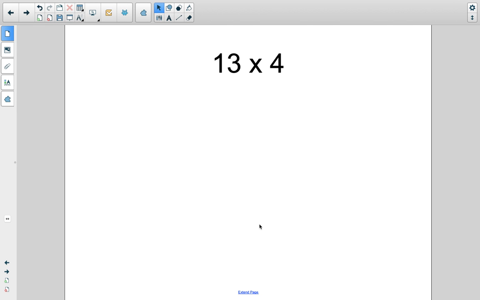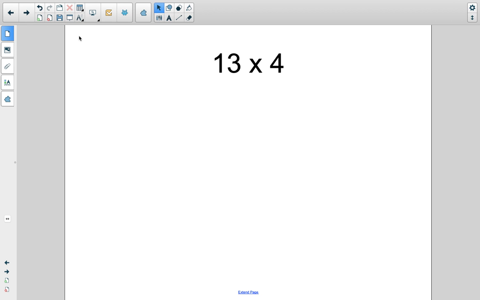I want you to take a hard math multiplication question, one that you might have trouble doing in your head. 13 times 4. Some of you may know this in your head, but most people would look at this and go, I can't do that in my head. You'd have to think about it for a while, maybe count it on your fingers. 13 plus 13 is 26. 26 plus 13 is 39. And you would probably give up there because it's just too hard to keep all those numbers straight in your head.